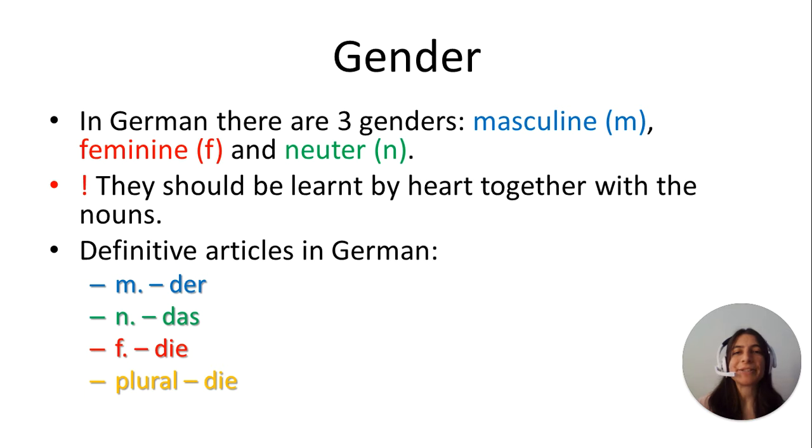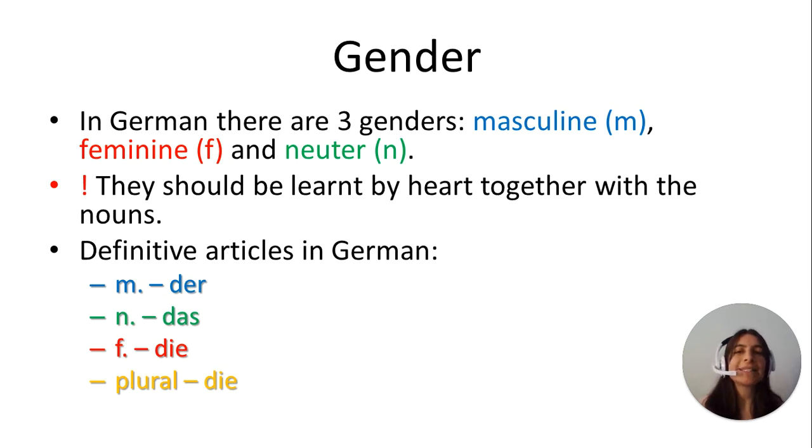We have three genders in German: masculine, feminine, and neuter. And unfortunately, there's bad news about that. You will have to learn by heart the gender of the word together with the noun itself. There's no strict rule about whether a table or any other object around you or an abstract noun is feminine or masculine or neuter. So my advice: learn them together with the nouns themselves.